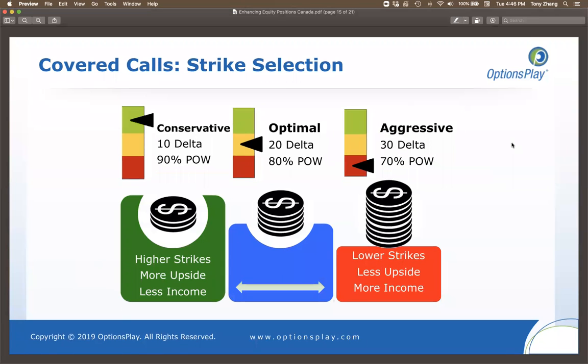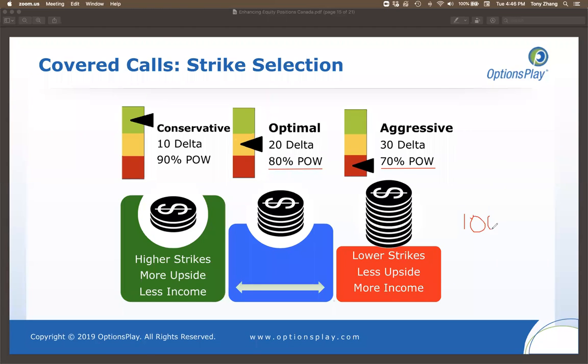Conversely, when we're looking at covered calls, we still use delta to select our covered calls, but we use slightly different deltas. A very conservative delta would be a 10 delta, or a 90% chance of that call expiring worthless. A 20 delta is an 80% chance of that call expiring worthless, or a 30 delta with a 70% chance of that call expiring worthless. So the more conservative strikes are the higher strikes. So imagine a $100 stock.